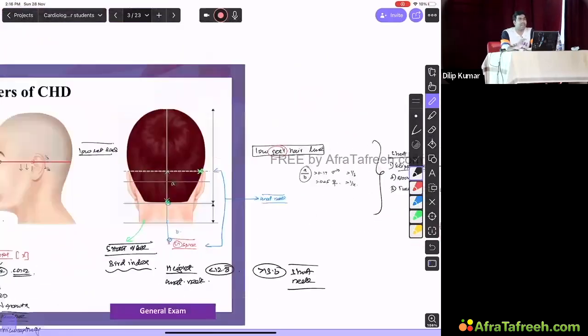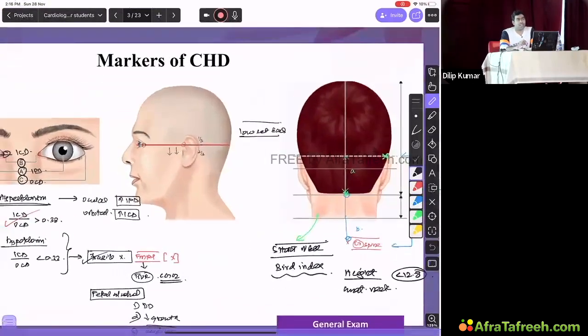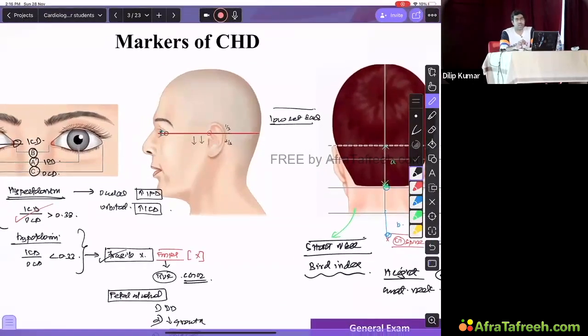Apart from that, we missed out on a lot of other congenital markers, congenital heart disease markers. What are they? Widely spaced nipples. Have you heard about that? Which is very commonly seen in what? Turner syndrome. Then apart from that, we do have other things like upper segment, lower segment ratio. We do have arm span. Then we do have metacarpal index. So these are things that we need to discuss maybe after the break.